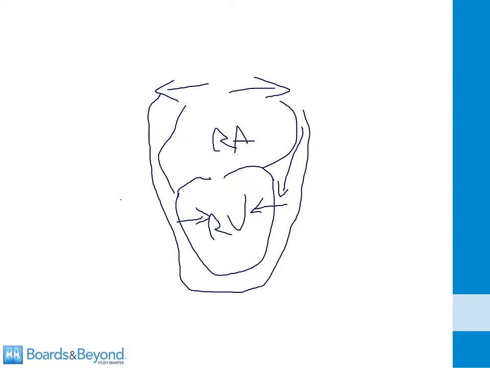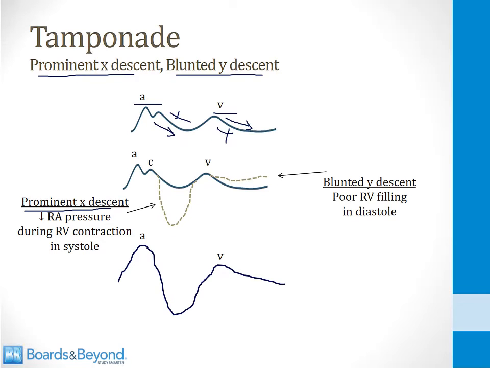Remember, relaxation of the right atrium is what causes the X descent. So instead of getting a normal gentle fall in pressure like you would see in the right atrium for a normal X descent, you get a much deeper and more prominent X descent in patients with tamponade. And I've summarized these points here. There's a deep fall in RA pressure during right ventricular contraction in systole. Remember, systole occurs between the C wave and the V wave. That's when the right ventricle is contracting, and you get a very deep and prominent X descent in patients with tamponade.